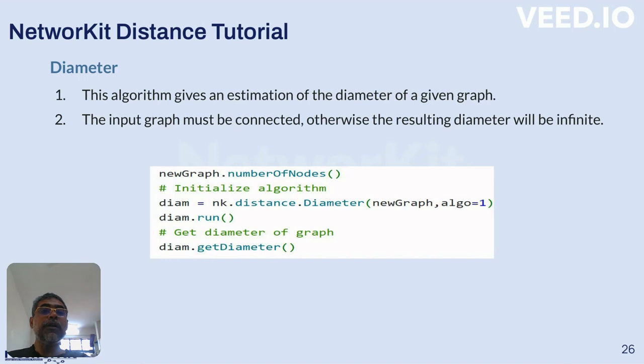So this is a piece of code for this. New graph.numberOfNodes gives you that. And we initialize the algorithm nk.distance.Diameter using the new graph, and algo equal to 1. That returns the value in diameter, and we call this method run: diameter.run. And to get the diameter, you have to call the method getDiameter using diameter.getDiameter.